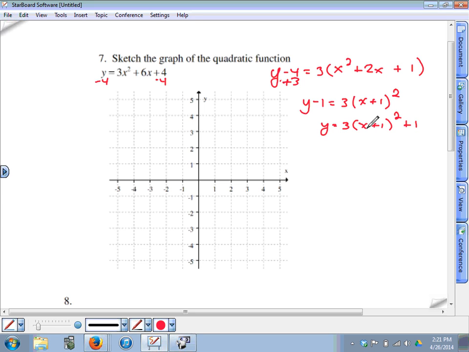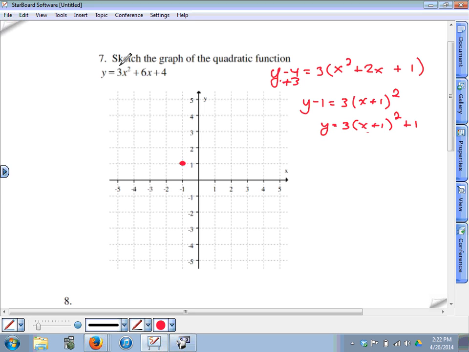So in this form, it's clear to see the transformation of left 1 unit and up 1 unit. That's where the vertex is going to be. So left 1, up 1. I need a couple other points on the graph of the parabola to get an accurate width. So if you choose some other x values that are on either side of the x value for the vertex, so the vertex happens when x is negative 1. So if you choose an x value here and here, you'll be able to get an accurate width of the parabola.